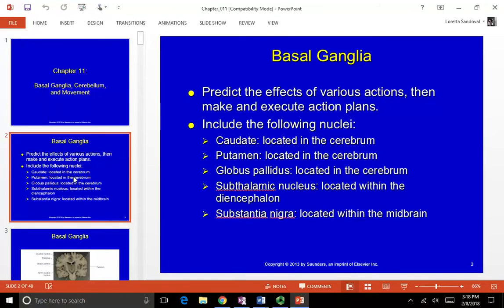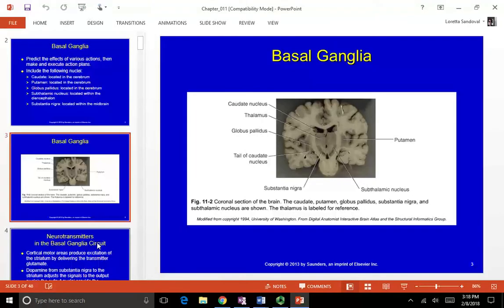So some of them are located in the cerebrum, the caudate, the putamen, and the globus pallidus, and others within the diencephalon and the midbrain, the subthalamic nucleus, and the substantia nigra. The substantia nigra is the part of the midbrain that produces dopamine. So when you have dopamine deficient disorders such as Parkinson's disease, those substantia nigra cells are the ones that start to die out.